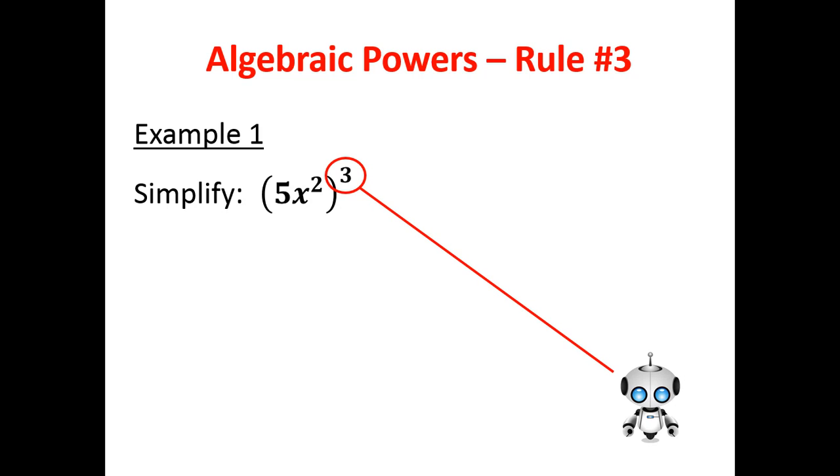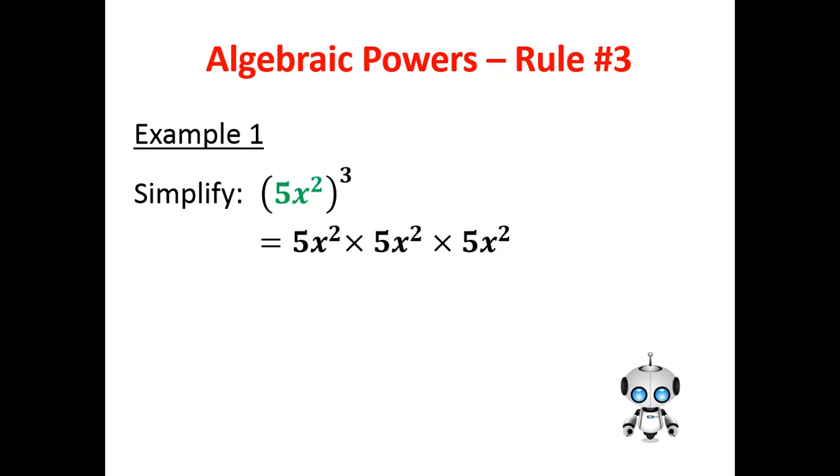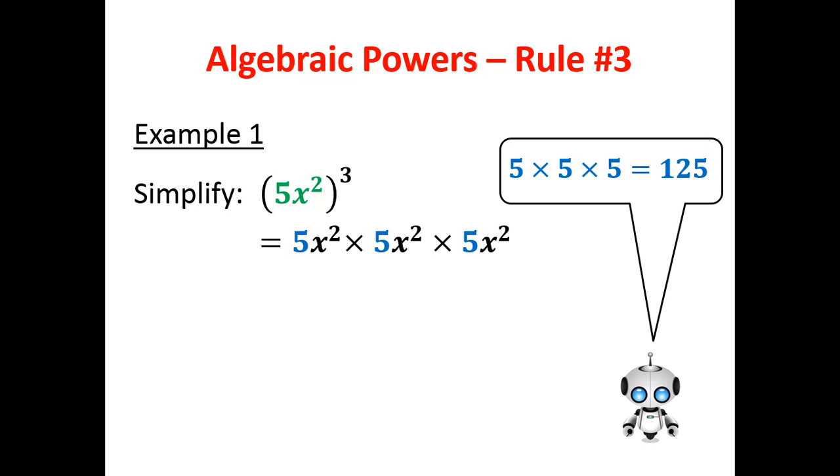Now the power of 3 outside the brackets means to multiply by itself 3 times. So we're going to take the 5x squared inside the brackets and multiply by itself once, twice, 3 times. We're going to take 5 times 5 times 5 and multiply the coefficients to get 125. So we write down 125 out the front.